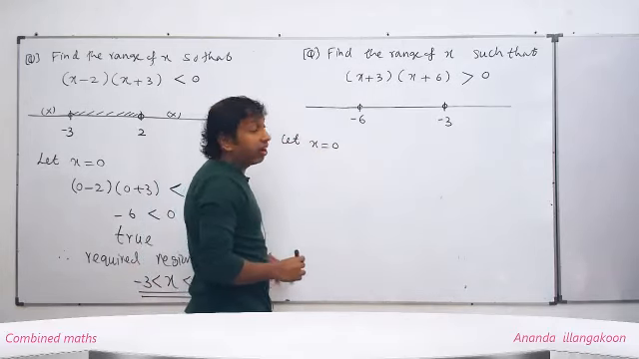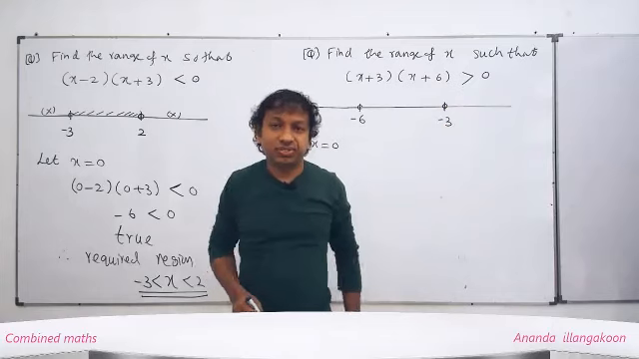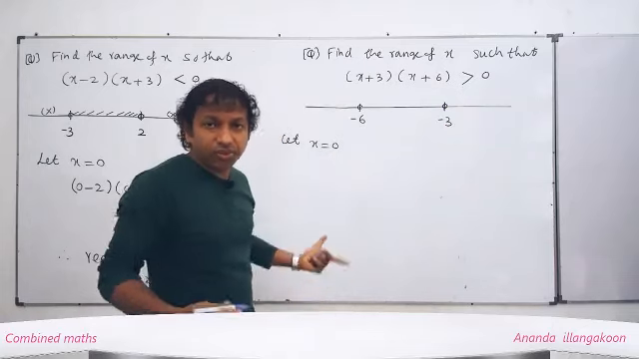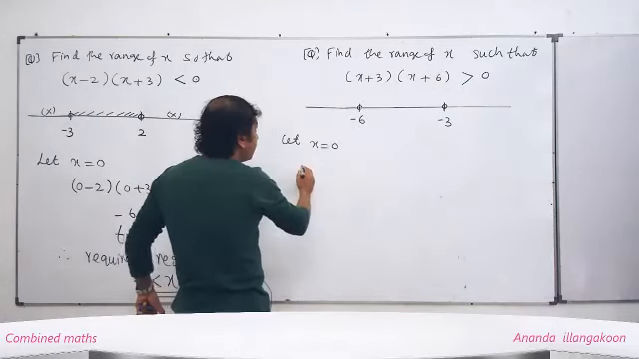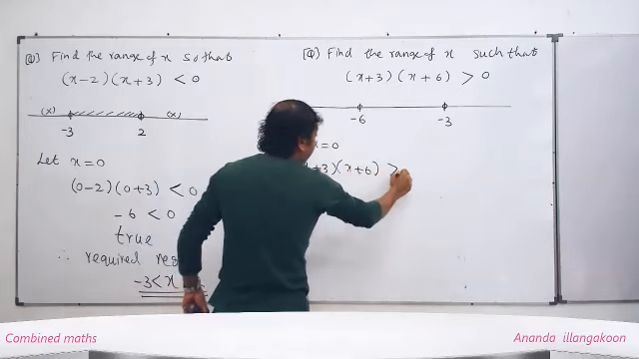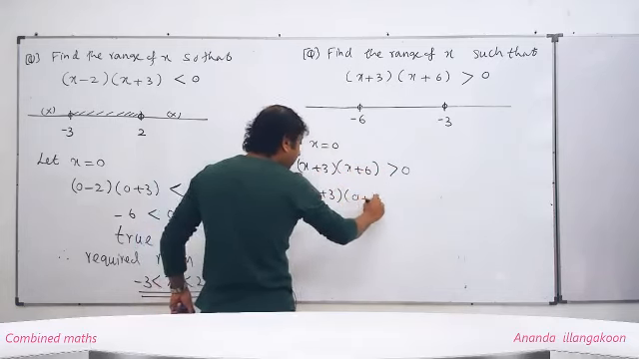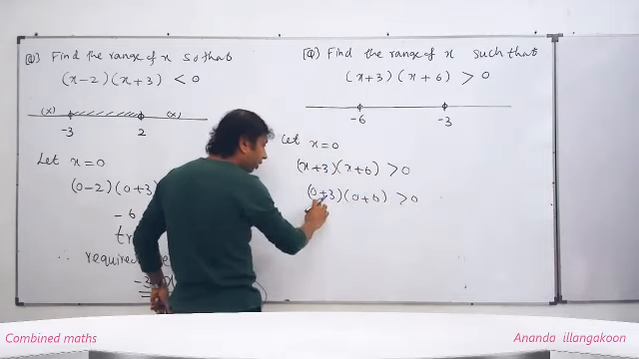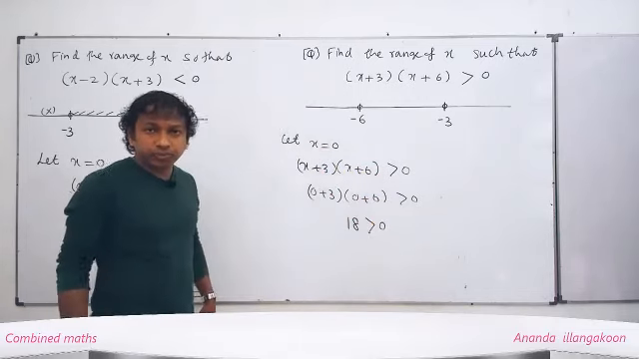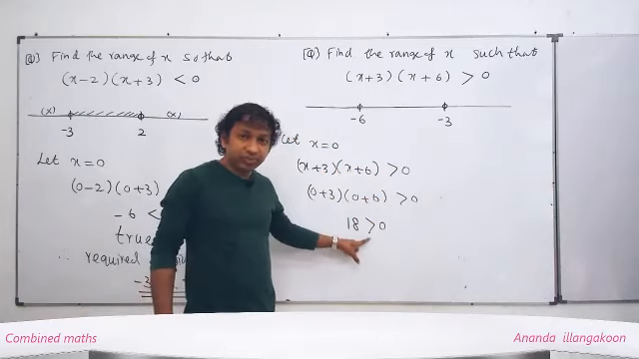And we substitute that 0 where? Here and here. And we check whether this inequality is true or false. If true, we accept that region. False, we reject that. That's all. Now, put that here. (x plus 3)(x plus 6) greater than 0. Put 0 here: (0 plus 3)(0 plus 6) greater than 0. Here 3, here 6, 18, greater than 0. People, 18 greater than 0. Is it true? Yeah, it's true. This is true.